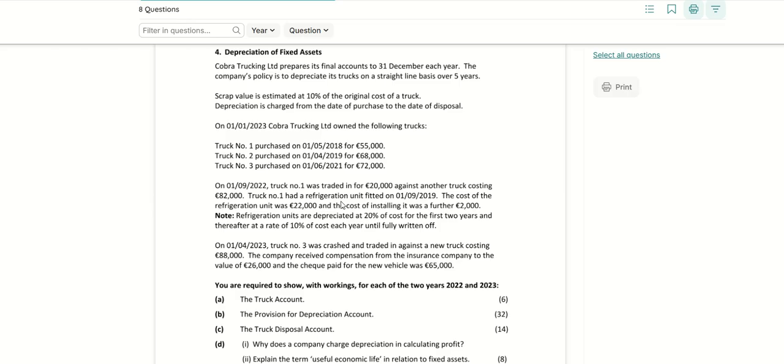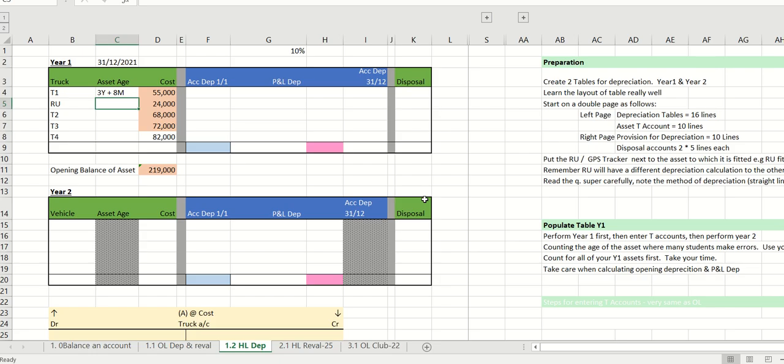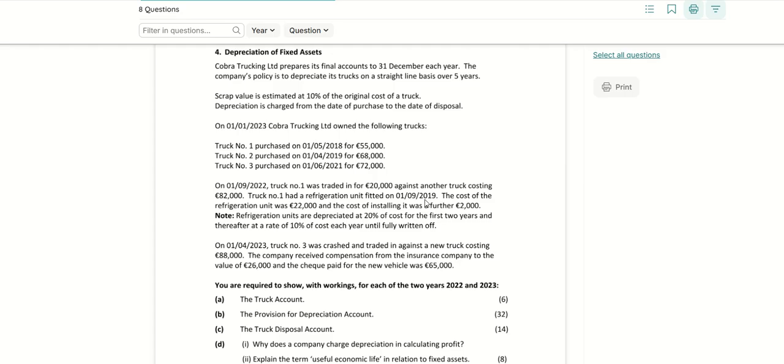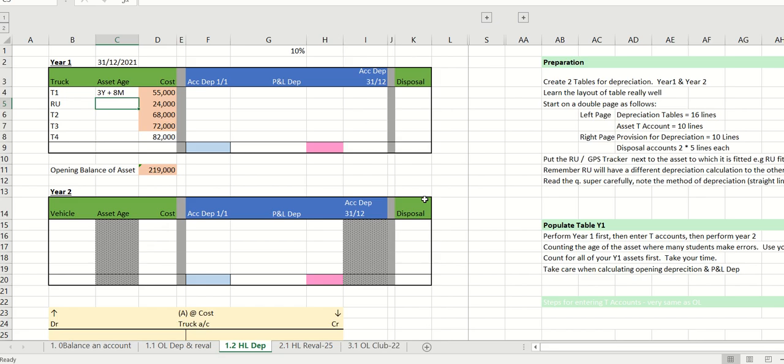The refrigeration unit was fitted on the 1st of the 9th, 2019. So we had it for the 9th, 10th, 11th, and 12th. So 4 months in 2019, and then we had it for 2020 and 2021.